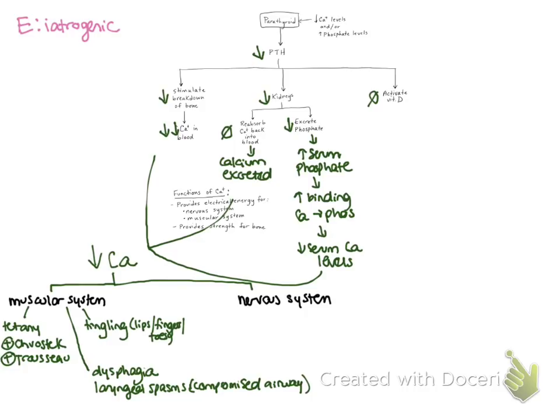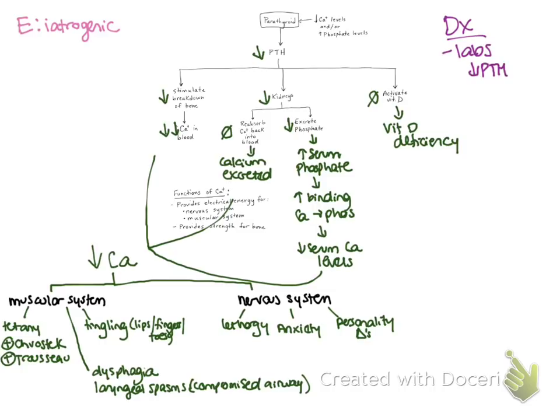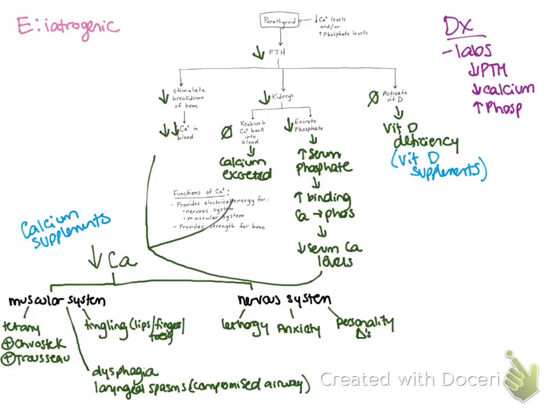And then the nervous system, because again, calcium helps provide that electrical energy, not just for the muscular system, but for the nervous system. We can get lethargy, anxiety, personality changes. And then obviously if we're not activating vitamin D, we're going to have vitamin D deficiency. So diagnostic labs, we're going to have low PTH, low calcium, increased phosphate levels, right? Treatment, well, we need to give vitamin D supplements because we're not able to. And we need to do calcium supplements. It's as easy as that.